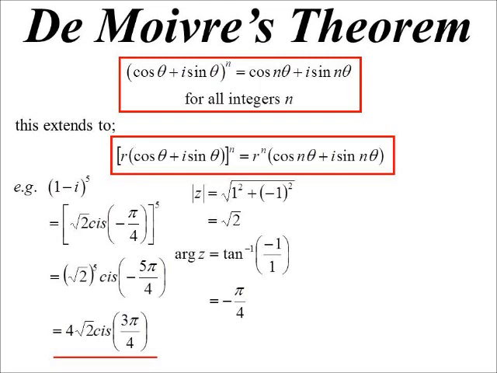Notice I changed the minus 5 pi on 4. If we were to actually find the answer in the form just a plus ib, I wouldn't have to change it. Obviously, cos of minus 5 pi on 4 is the same as cos of 3 pi on 4. It's only if they were to ask the answer to be in mod arg form, then if I get an answer of minus 5 pi on 4, I would convert it so the answer is in between minus pi and pi. And so minus 5 pi on 4 is the same as 3 pi on 4.